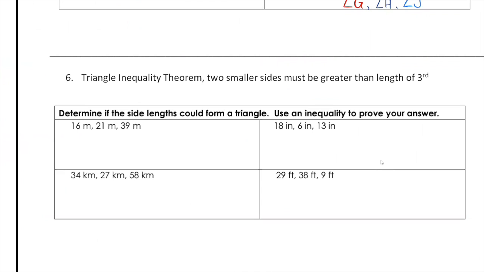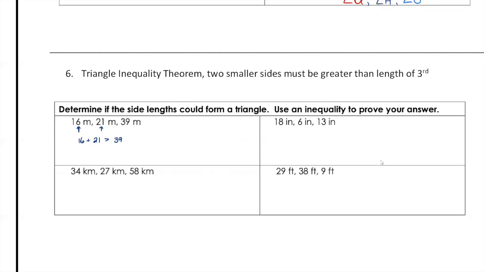So what's our smallest one? 16 and 21? We got to check. Is that greater than 39? 16 plus 21 is 37. Is 37 greater than 39? No. So can these three side lengths create a triangle? No. Voila. What's wrong?